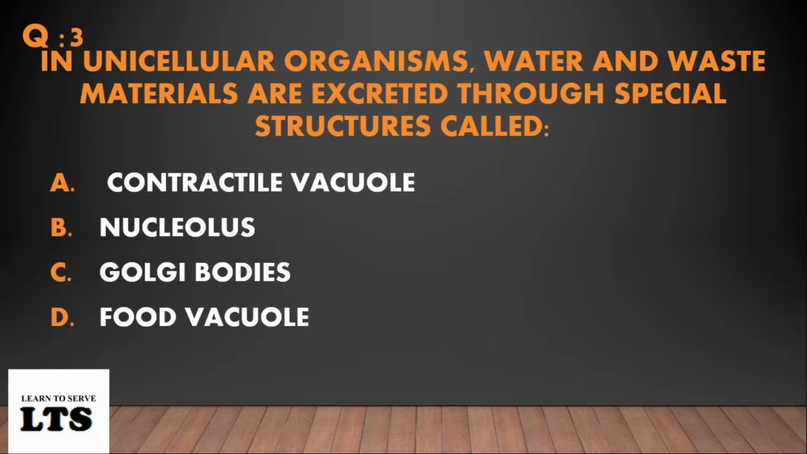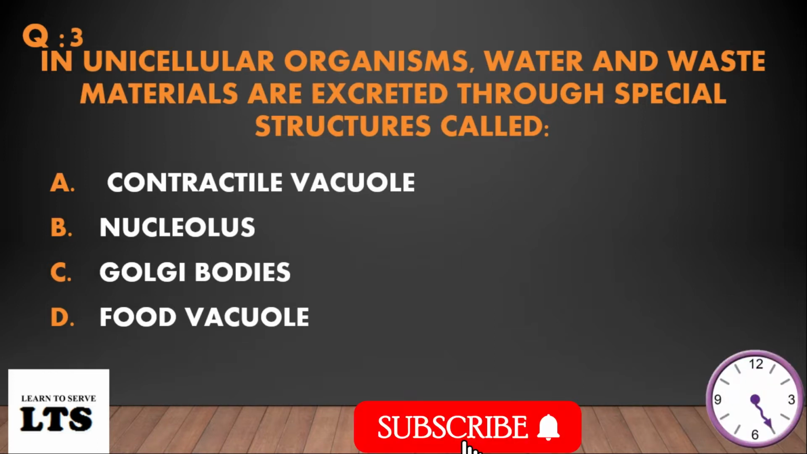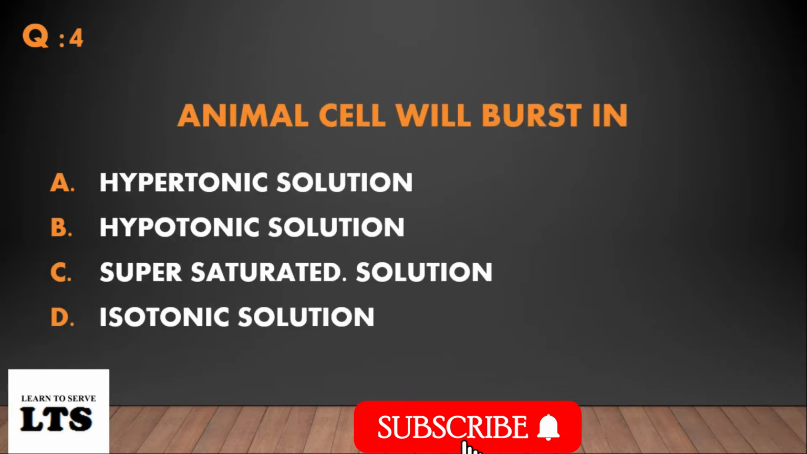The next one: in unicellular organisms, water and waste material are excreted through a special structure called option A, contractile vacuole; option B, nucleus; option C, Golgi bodies; option D, food vacuole. The answer is option A, contractile vacuole.